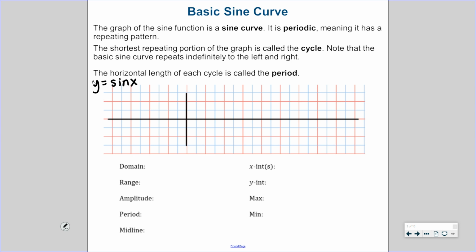Now you guys noticed that it had that repeating pattern. So we call that periodic, or sometimes cyclic is another word, because it performs one full cycle and then that just repeats and repeats and repeats and repeats. So the sine curve, that's its special characteristic.